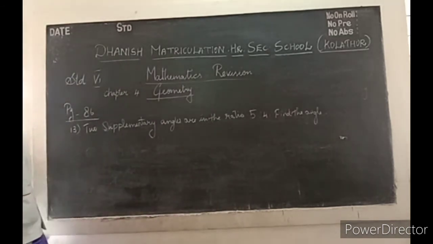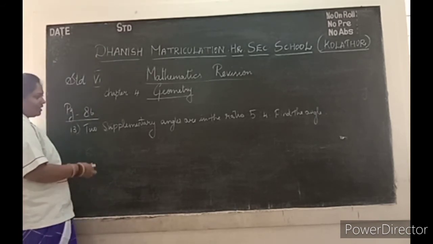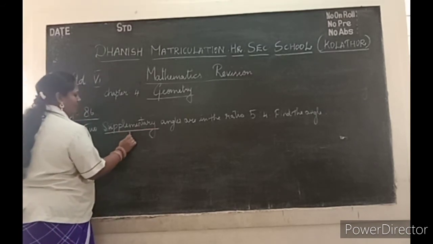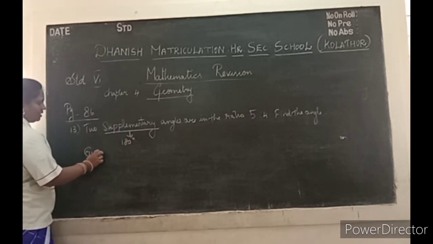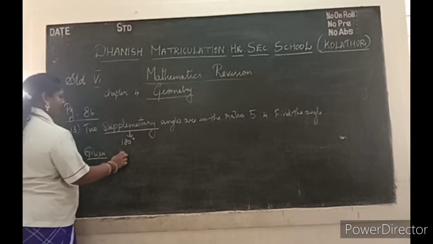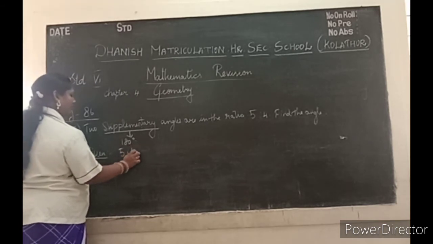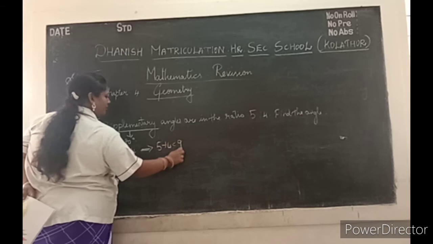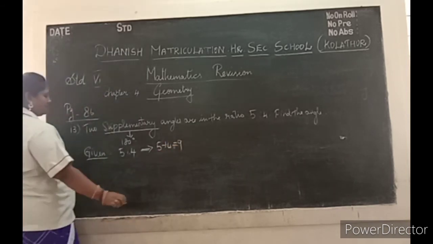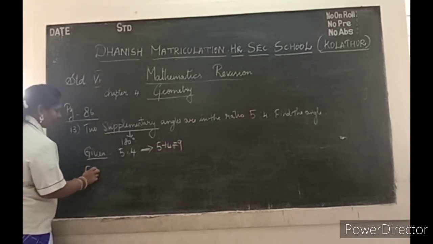Okay. So as I told you, two supplementary angles are in the ratio 5:4. Find the angles. As I told you, for supplementary, what is the angle? 180 degrees. In the same way, what is given? 5:4. What do I have to write? 5 plus 4 is equal to 9. So the total part is 9. So I have to calculate for 5.